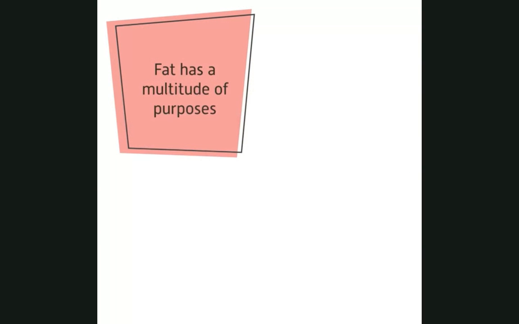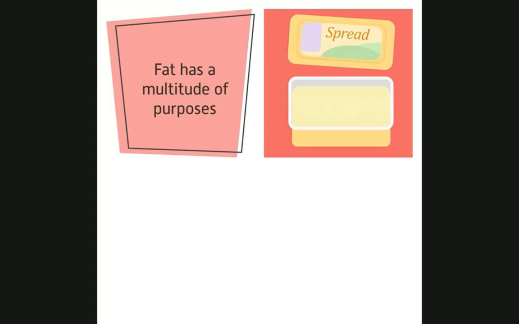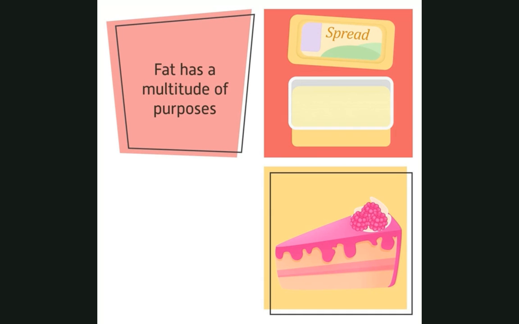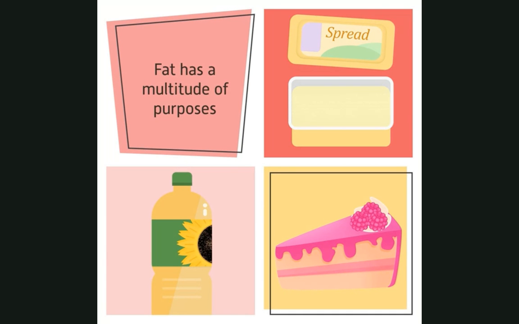In cooking and food preparation, fat has a multitude of purposes. You can use it to spread on bread in the form of butter or margarine. You can add color and flavor to baked goods. You can use it to oil baking tins, create emulsions, and more. Remember to consider the valuable role of fat in cooking.